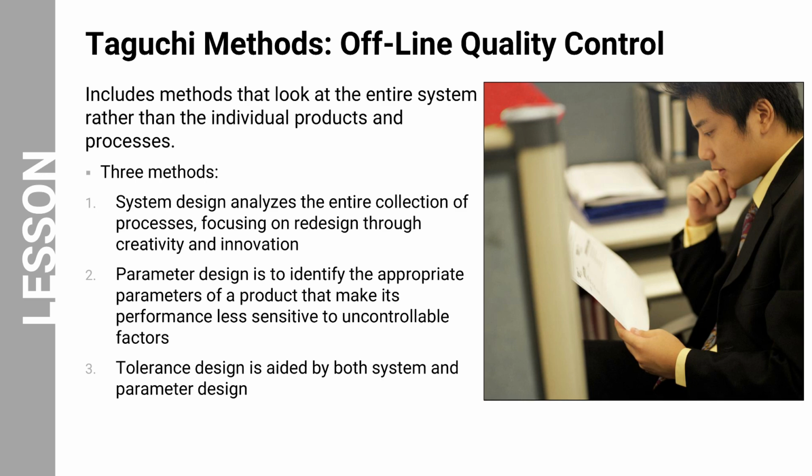The goal of parameter design, the next offline quality control method, is to identify the appropriate parameters of a product that make its performance less sensitive to uncontrollable factors such as environmental variables, deterioration, and manufacturing variations. It aids in the reduction of variability caused by these external factors. Therefore, time and energy are not spent trying to control them.